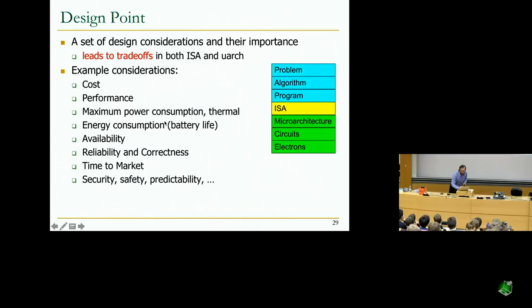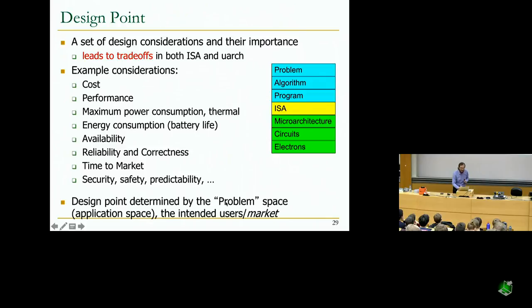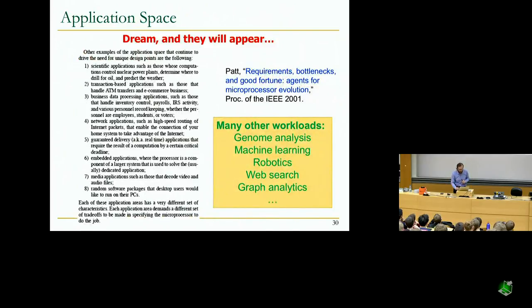Cost, performance, power consumption, energy consumption. That's the soul of my trade-offs, right? It's really determined by the design point, which is in turn determined by the problem space, or your intended users, or the market of the computing platform that you're designing. And there are many, I mean, as you can see, there's a huge problem space. I'm not going to go over this, but you can look at the reference. From scientific applications to transactional, business, network, real-time applications, and there is even more over here.